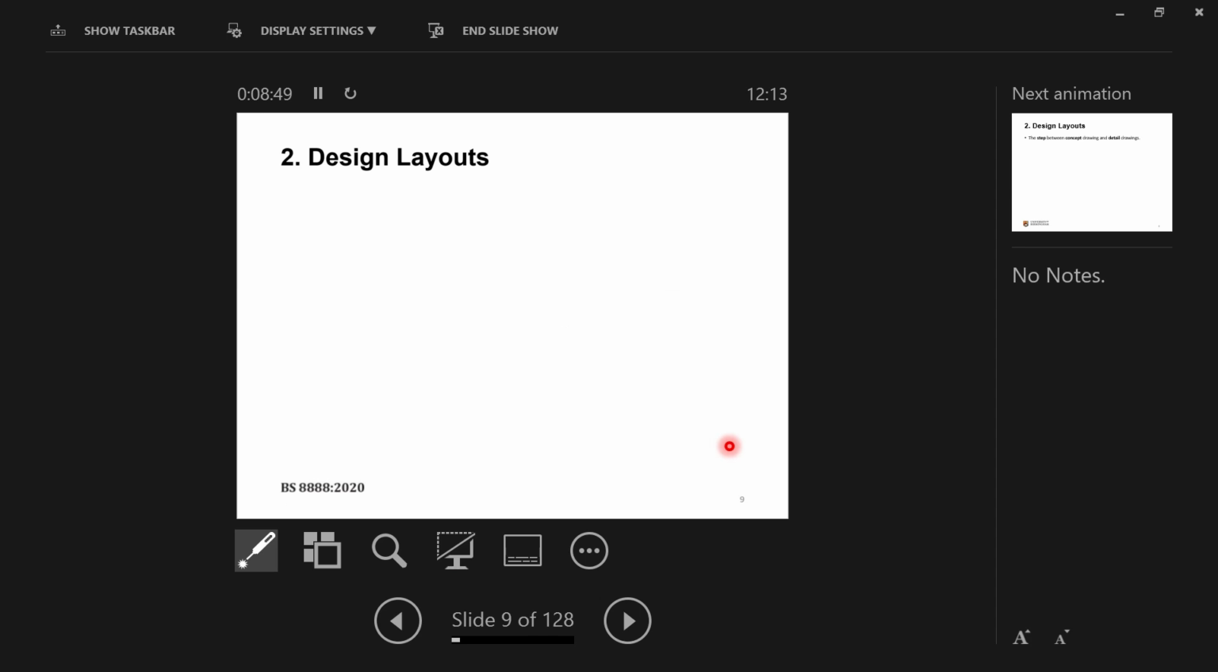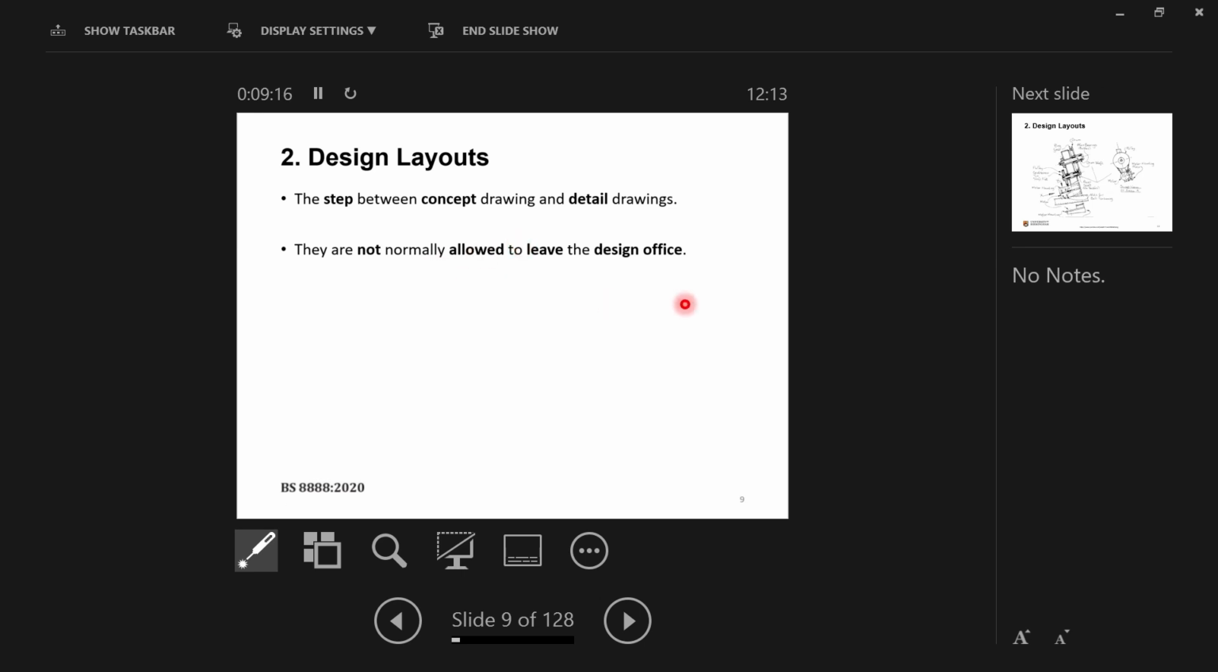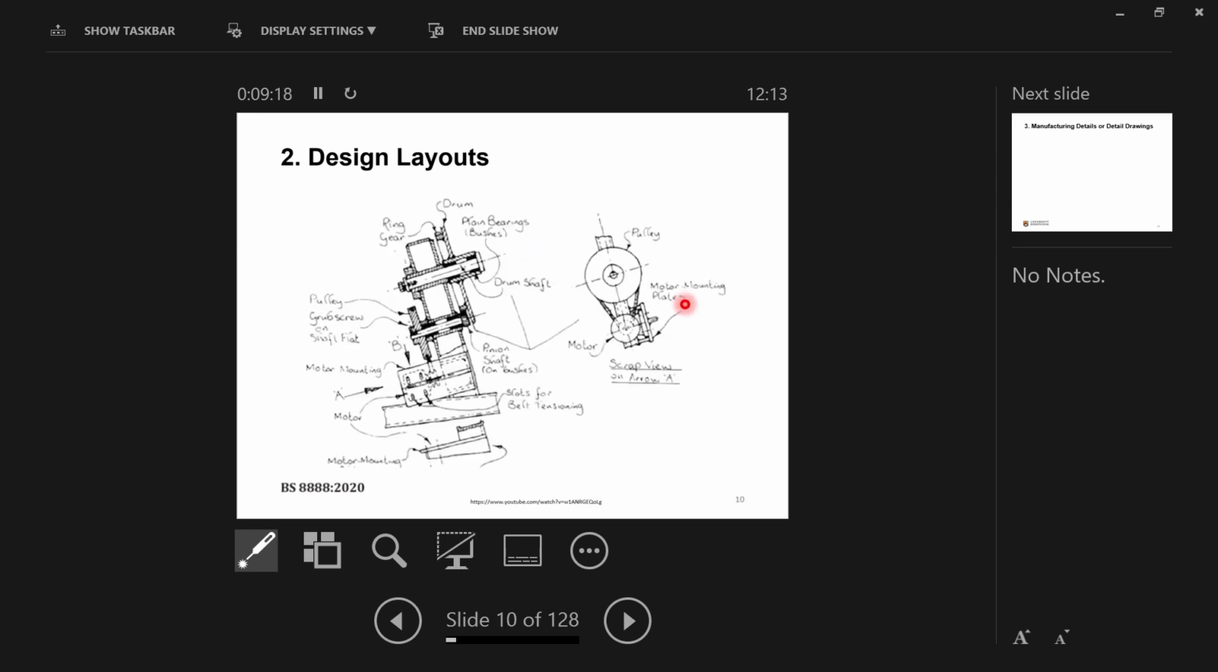The next category is called the design layouts, and here we focus on a little bit more detail compared to the schematic drawings. So it is the step between the concept drawings on the previous slide and the detailed drawings that are coming next. This is a step between these 2 categories. They are not allowed to leave the design office, but they give some more details about the drawings.